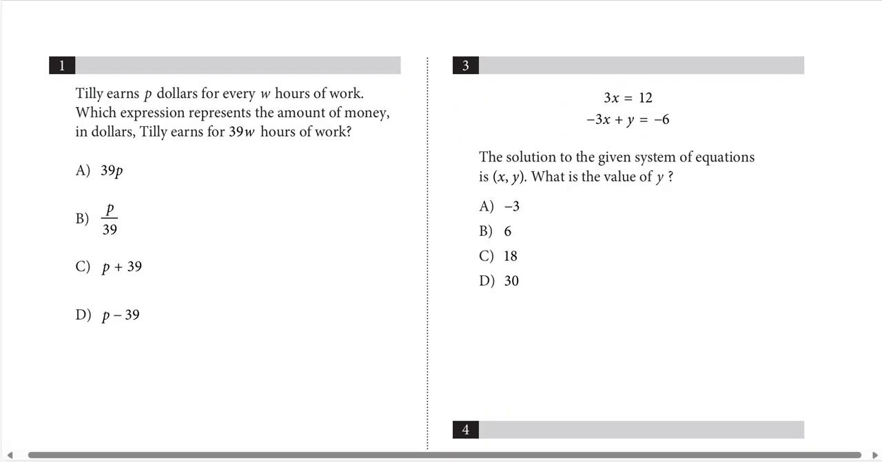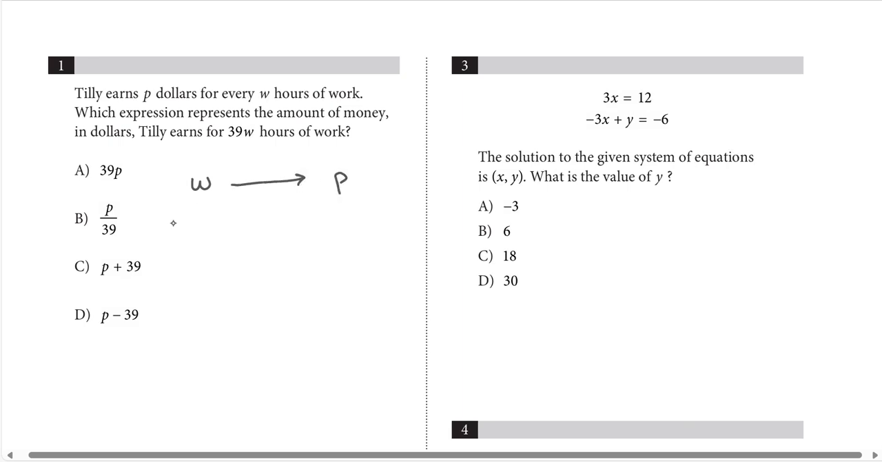So question number 1 says Tilly earns P dollars for every W hours of work. Which expression represents the amount of money in dollars Tilly earns for 39 weeks hours of work? So if somebody works for W amount of hours, they get P paid. So if we multiply the hours by W, the earnings also get multiplied by 39. So it's A.